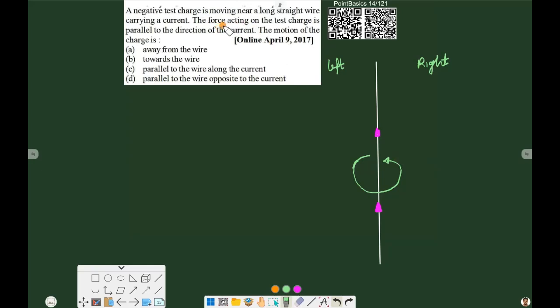So the force acting on the charged particle is parallel to the direction of current. Suppose we take the charged particle on the left side, because it is not mentioned whether the particle is on the left or on the right. And why it matters? It matters because on the left side the magnetic field is out of the screen, and on the right side the magnetic field is into the screen. So, assuming that, let's take a coordinate axis here.